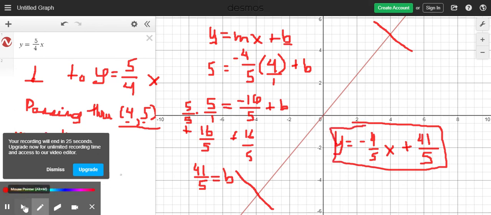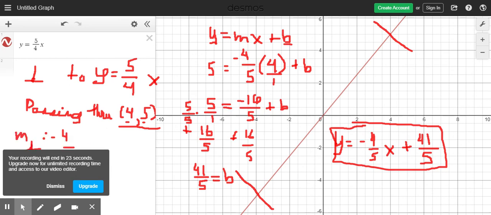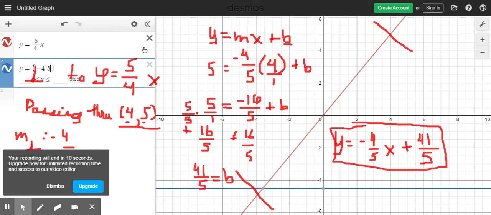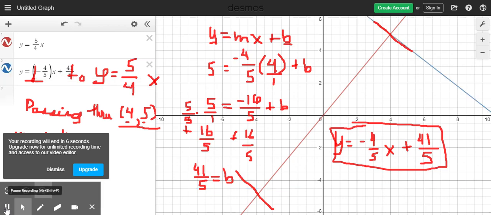Okay, and we can go ahead and put this into Desmos and just look at the graph compared to the original. So y equals -4/5 x plus 41/5 ends up here on the blue line.